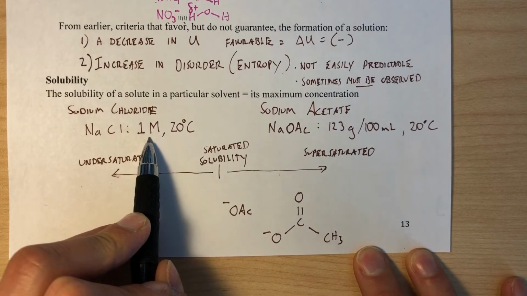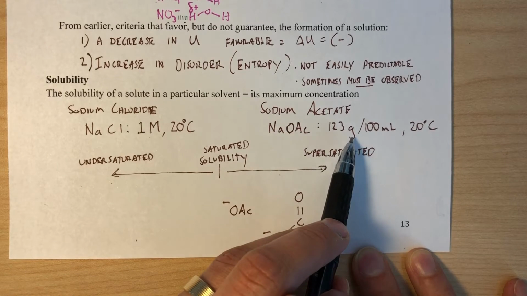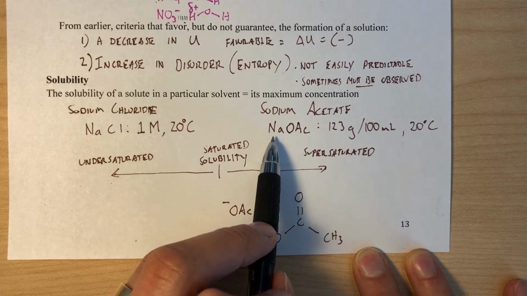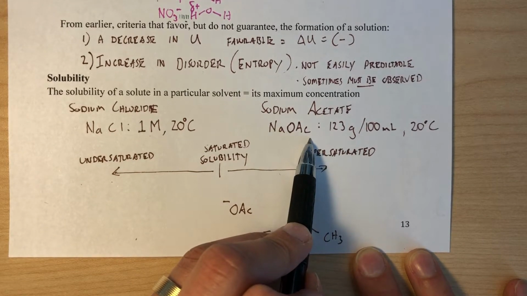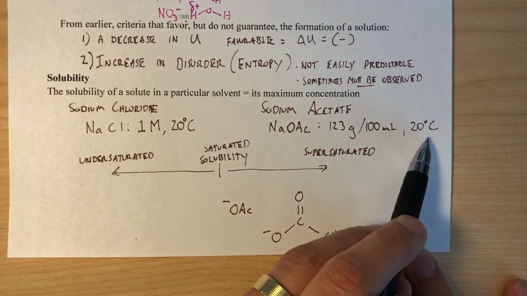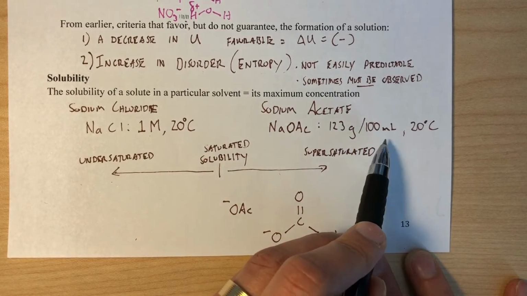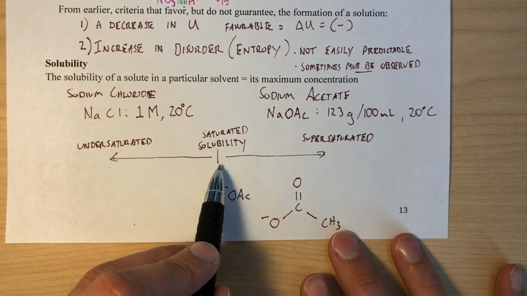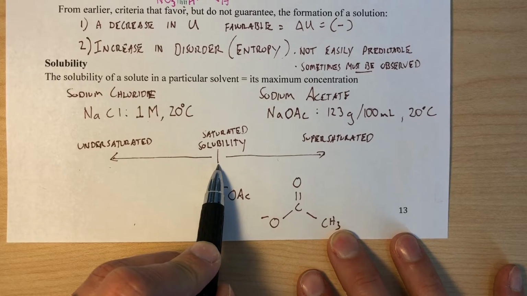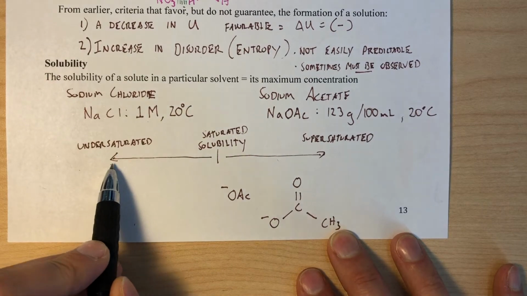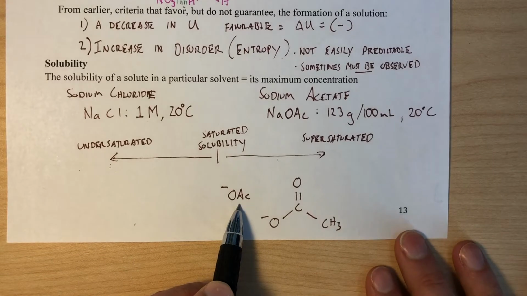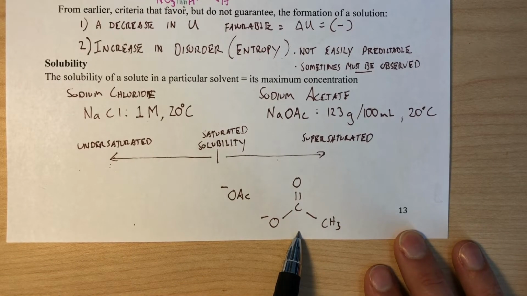Solubility also has another unit, which is sometimes expressed as grams per 100 milliliters, which we see with sodium acetate. Sodium acetate, described with OAc, has a solubility at 20 degrees in water of 123 grams per 100 milliliters of solvent. If we are considering a spectrum of solubility, we are saturated at the point of solubility. Anything less than that and we're undersaturated, anything over that and we're supersaturated. Acetate is the anion OAc, and here's the Lewis structure for acetate.